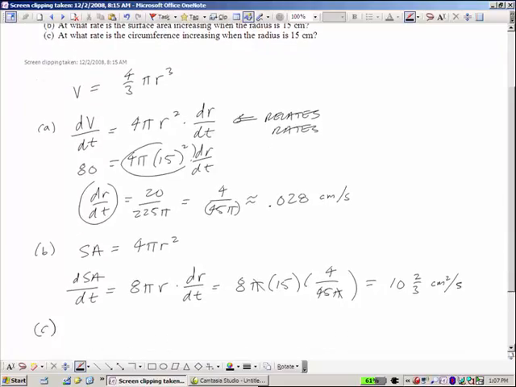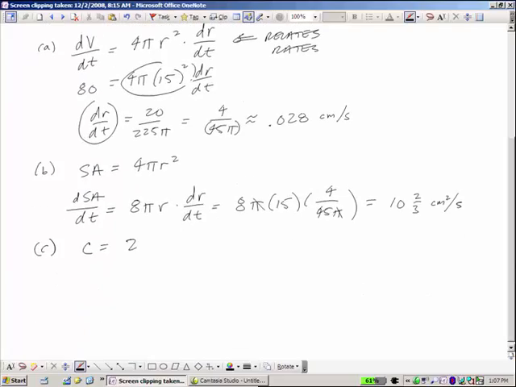C talks about the circumference. Well, I think the circumference is 2 pi r. So the rate of change of the circumference is 2 pi times, what's the derivative of r? r prime, which is dr/dt, which is 0.028. So we could actually just do 2 pi times 4 over 45 pi, and I think the pi's go, and you get 8 over 45.